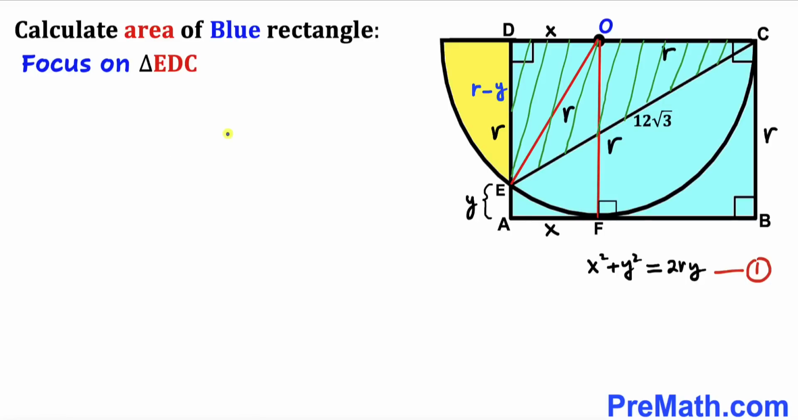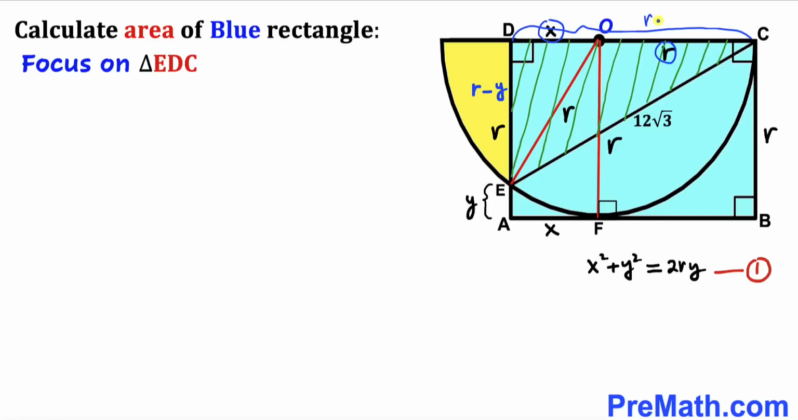And here's our next step. Let's focus on this another right triangle EDC. We know its side lengths are r minus y, 12 times square root of 3. And this side length CD is going to be r plus x.